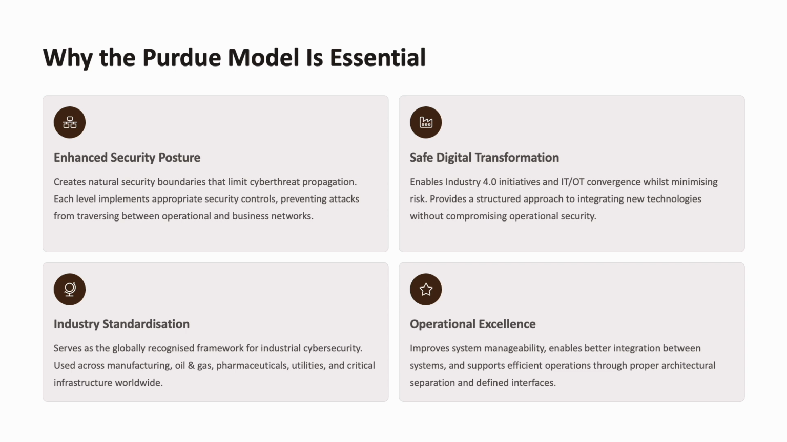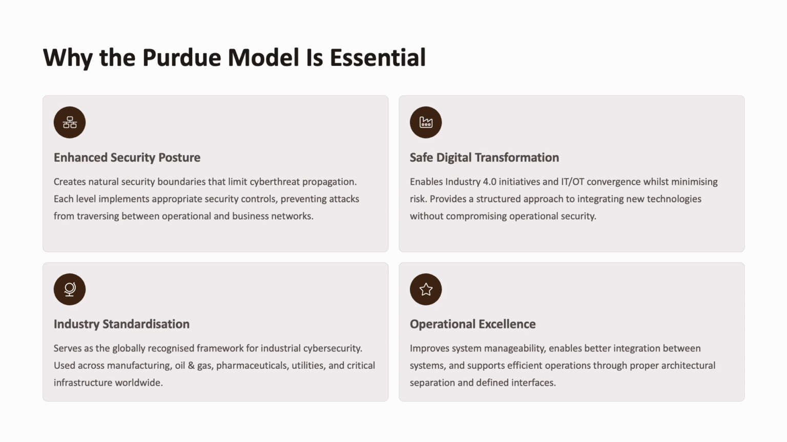Second, it enables safe digital transformation. As industry pursue Industry 4.0 initiatives and IT/OT convergence, the Purdue model's layered approach makes it possible to adopt new technologies and integrate systems without compromising operational security. This structure supports innovation while managing risk. Third, the Purdue model is the benchmark for industry standardization. It's globally recognized and used not only in manufacturing but also in sectors like oil and gas, pharma, utilities, and critical infrastructure worldwide. This makes it the common language of industrial cybersecurity, easing compliance and interoperability challenges.